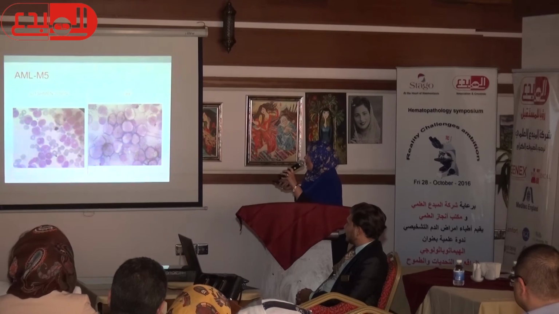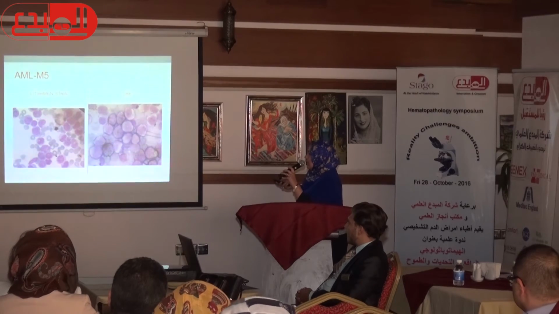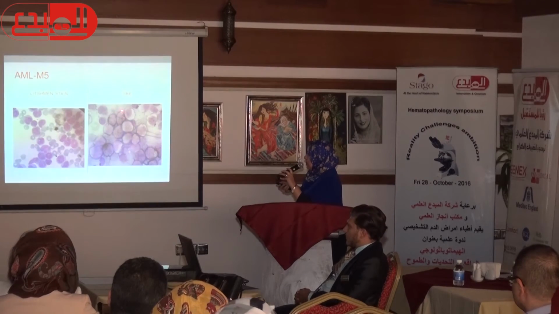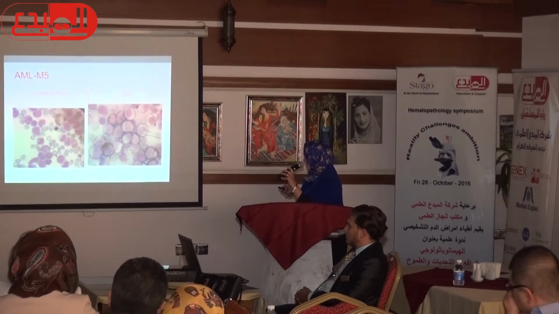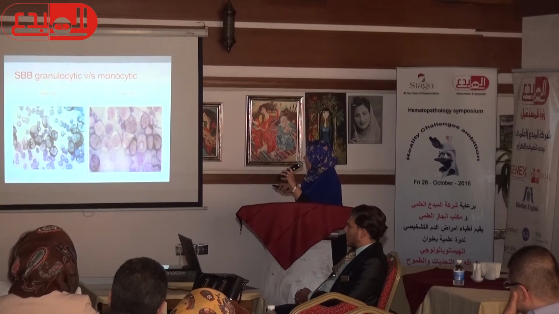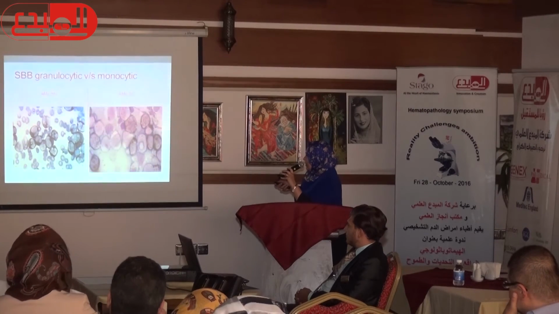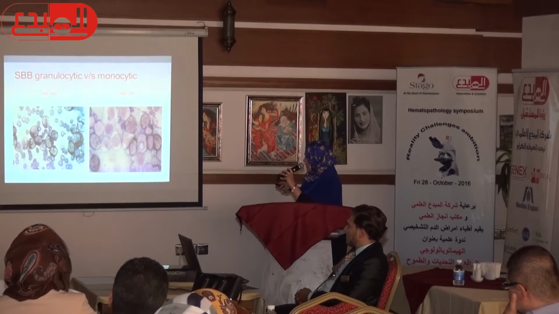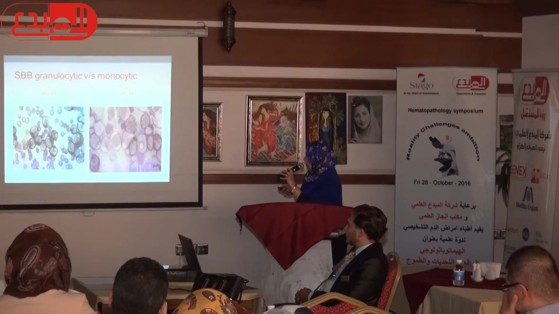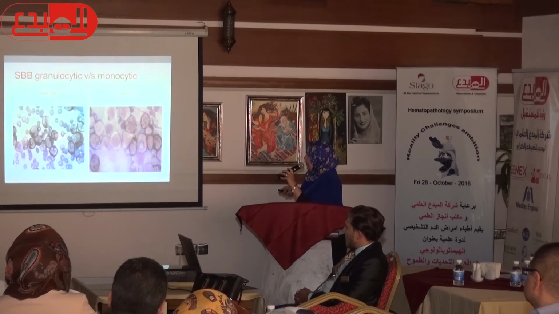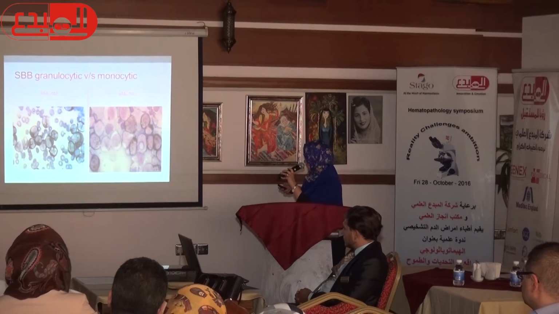This is the case of AML M5, and you can see the Sudan black stain here is discrete, fine and less intense. Here you can differentiate between M5 and M2 by the intensity of the staining, the granular staining here and the discrete fine granules here.